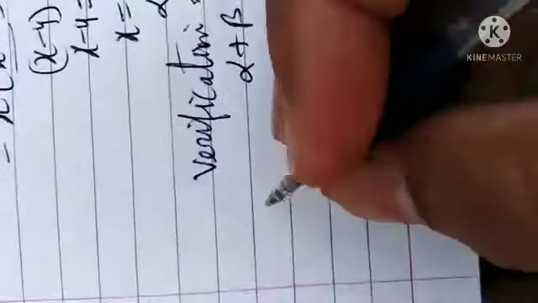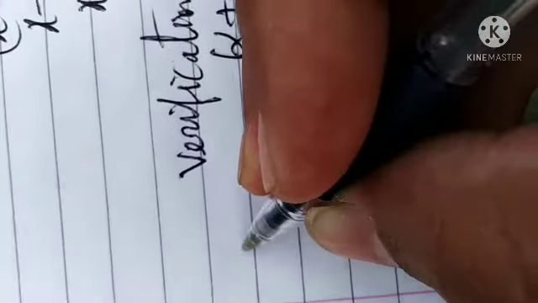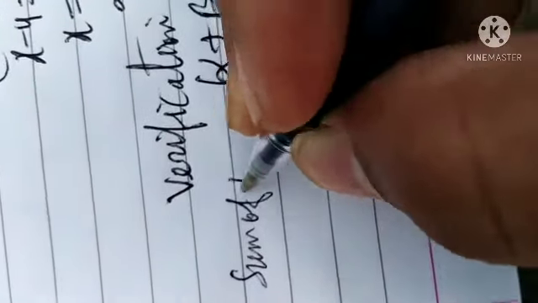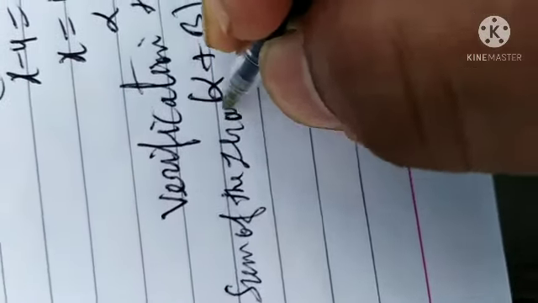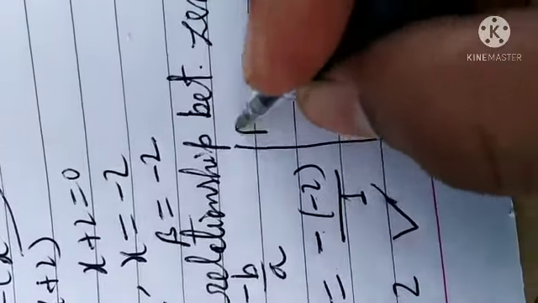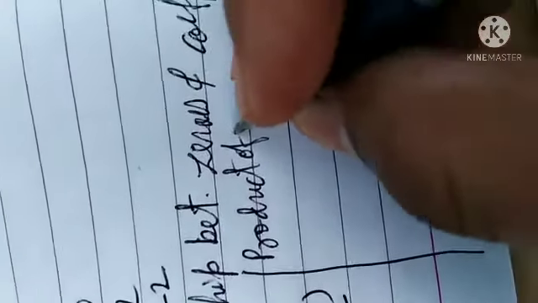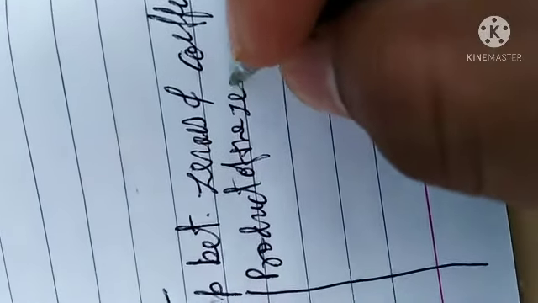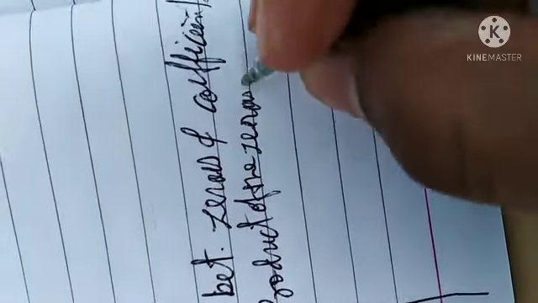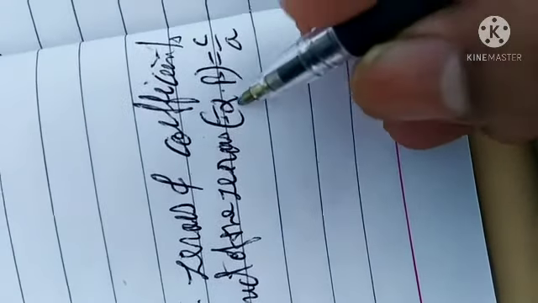This is the sum of the zeros, you can write it down if you get confused. Now the second relationship we have to verify is the product of the zeros. Product of the zeros means alpha into beta, and alpha into beta is equal to c upon a. That I told you in the basic relationship. Alpha into beta is equal to c upon a.